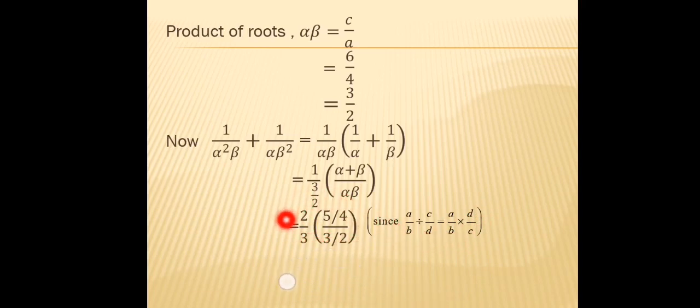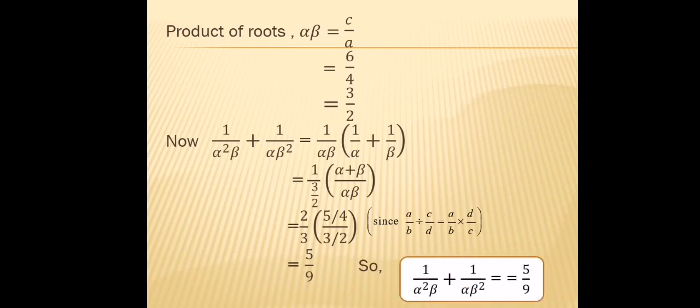Now after multiplying the terms inside the bracket and whatever is there outside the bracket, we just get 5 divided by 9. So 5 divided by 9 is the value of 1 divided by alpha square beta plus 1 divided by alpha beta square. So it is the value of the given or the required symmetric function.